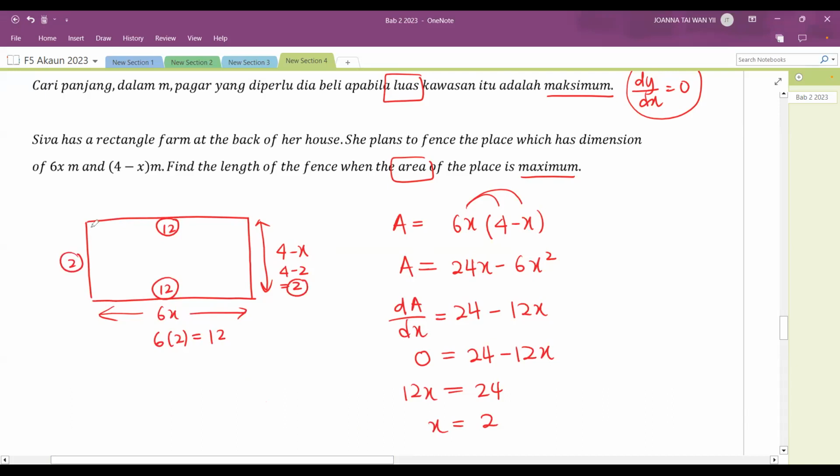So, berapakah panjang pagar dia? The total length. Okay, 12 plus 12 plus 2 plus 2, 28 meter. Okay tak? Senang saja kan? Nampak susah. You see the question like very difficult, but it's very simple. As long as maximum, differentiate equals 0. Beza dapat kosong saja.